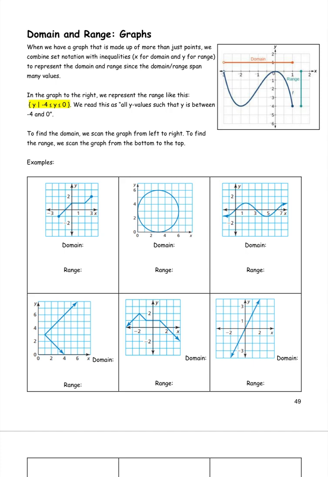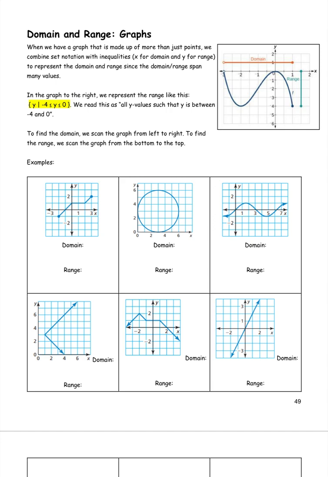All right, so there's this notation that we're going to use here. We can use this for domain and for range. It's just saying that the y values from the graph go from -4 less than or equal to y less than or equal to 0. So that means that when you look at the graph, your range starts at -4 and it includes all the values from -4 to 0. You can write this notation for the domain as well.